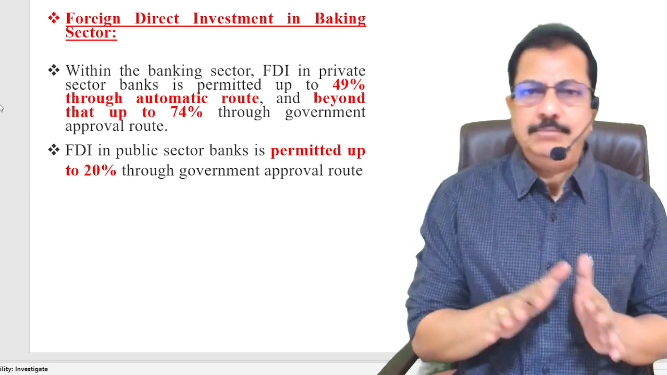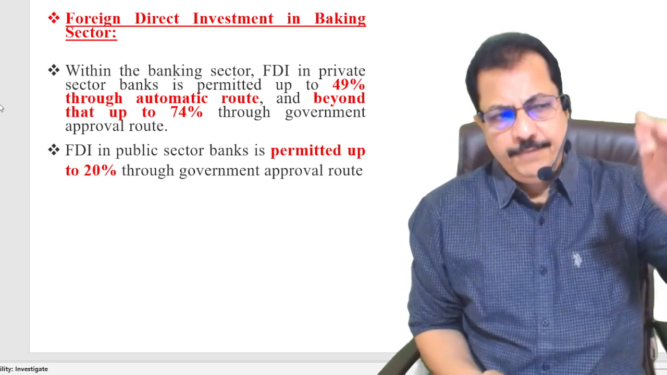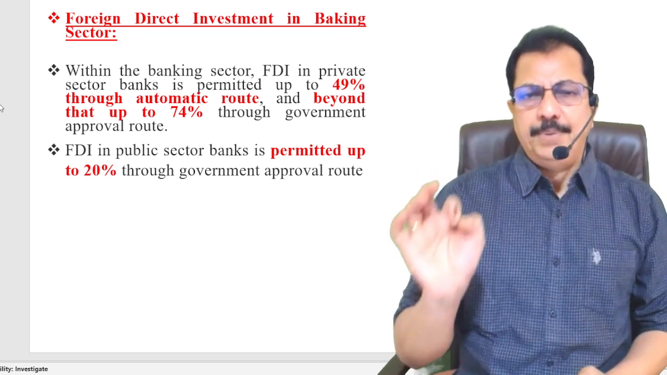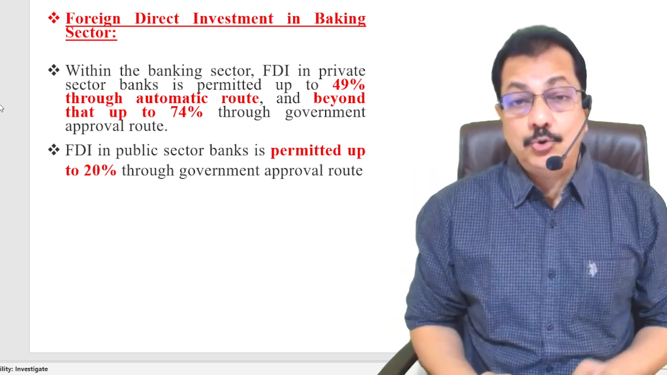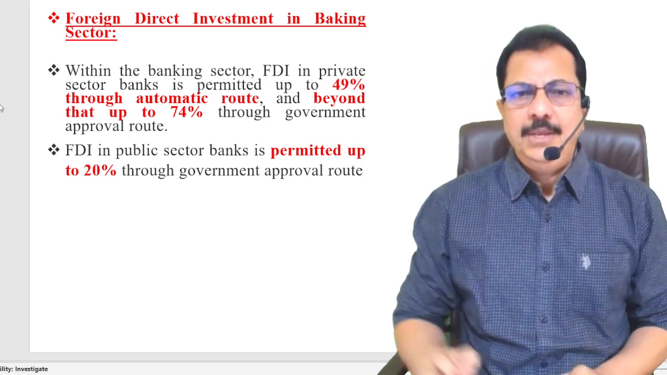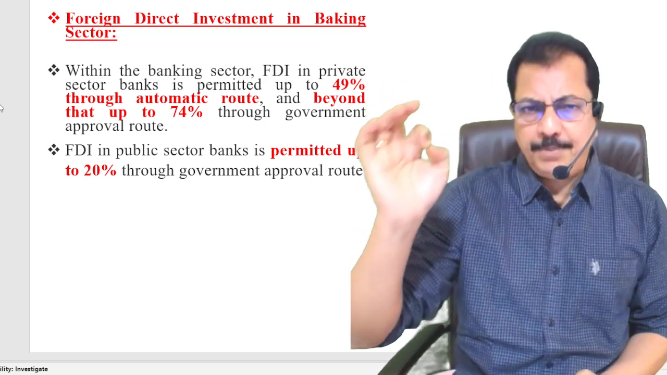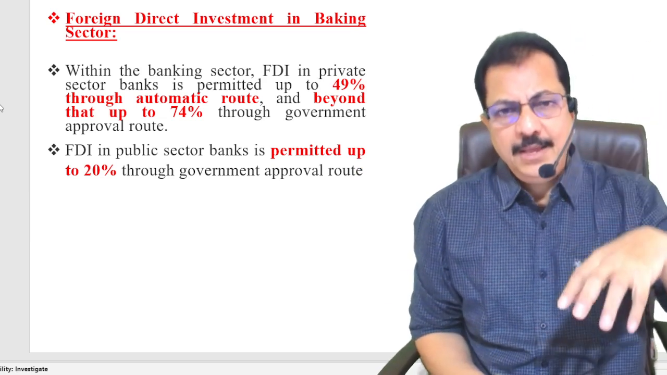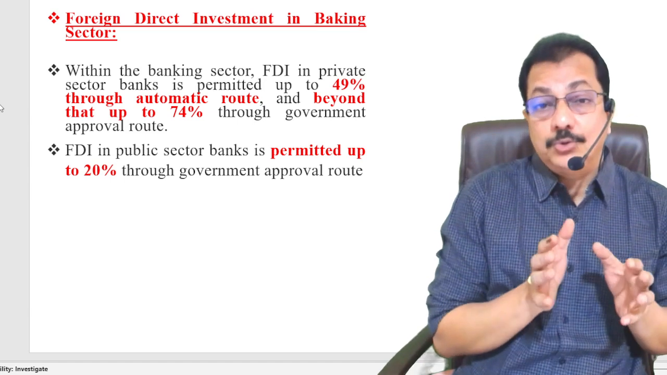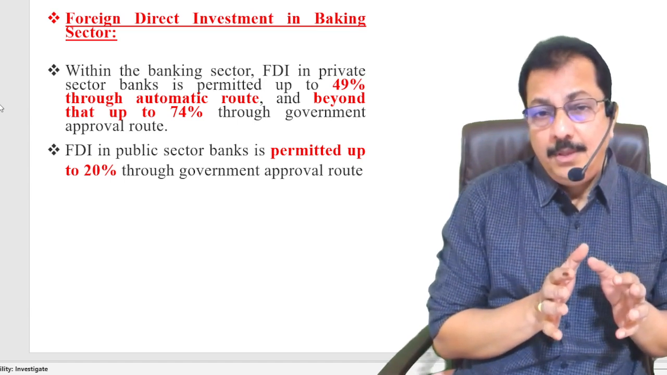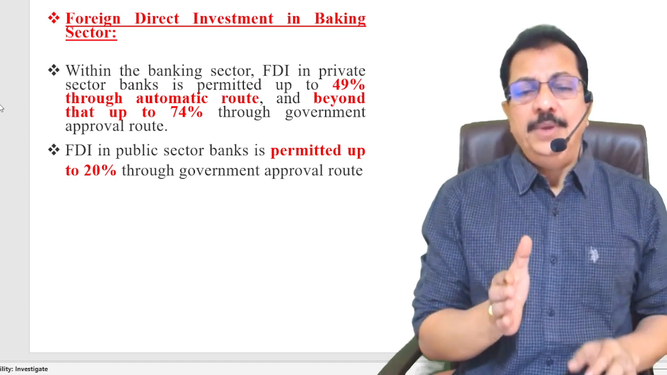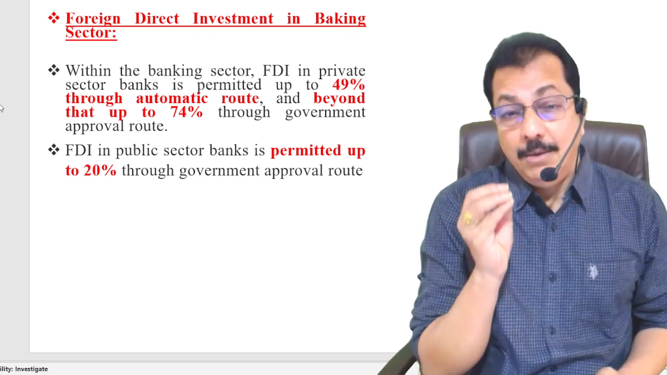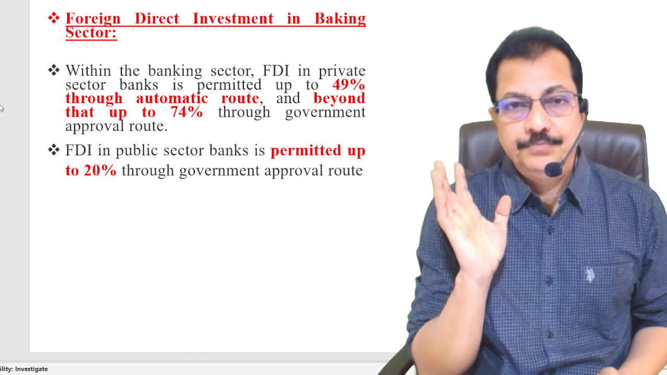Sometimes yes, sometimes no. If FDI is permitted in a particular sector without the prior approval of the government, that is called the automatic route. Meaning, without taking prior approval from the government, you can bring in FDI in your company, and that is called the automatic route. But sometimes you may need the government's prior permission, that is called the government approval route.